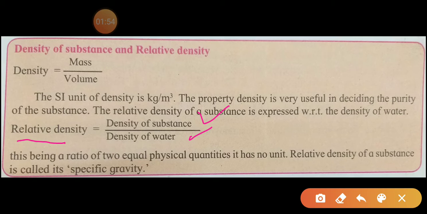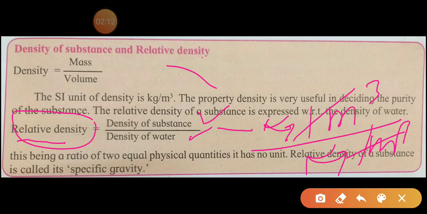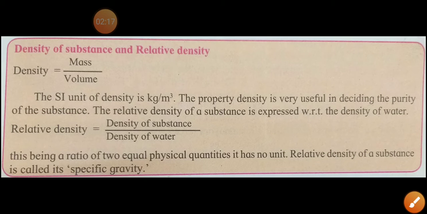Why? Because the density of the substance has the unit kilogram per meter cube, again divided by the density of water, kilogram per meter cube. Both are the same, so they cancel each other. Therefore relative density does not have a unit. So these are the two formulas. Remember, density is equal to mass upon volume and relative density is equal to density of substance upon density of water. On the basis of these two formulae, we'll solve the examples related to these topics.